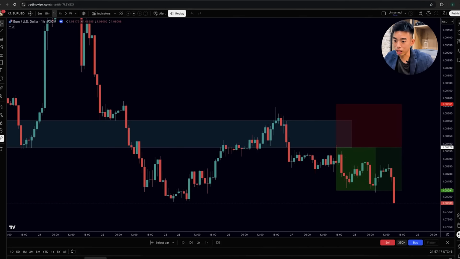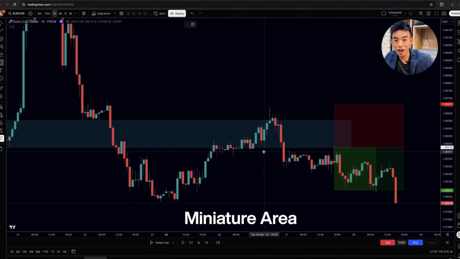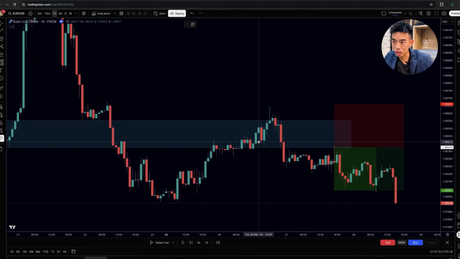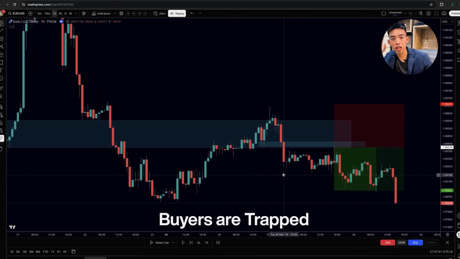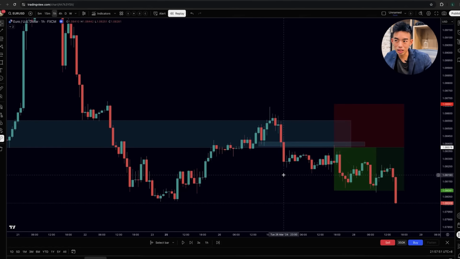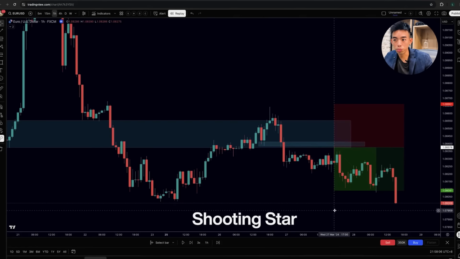Why? Because again, I'm focusing on the miniature area now. And where's the miniature S&R? We see this move forming the last push to the upside. And because it's so strong, at least on this time frame, that tells us there are buyers there. Okay? And what happens to the buyers when price crosses below? Buyers are trapped. If buyers are trapped, how would they get out without taking any losers? They would scratch their trade, they would remove their position. In this case, they will sell off their position at around the same price point. So in this case, this price point reacts perfectly and forms this shooting star.